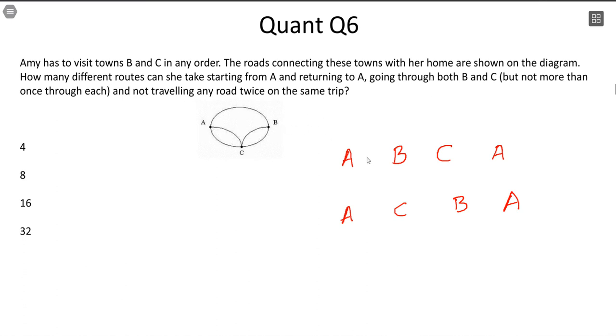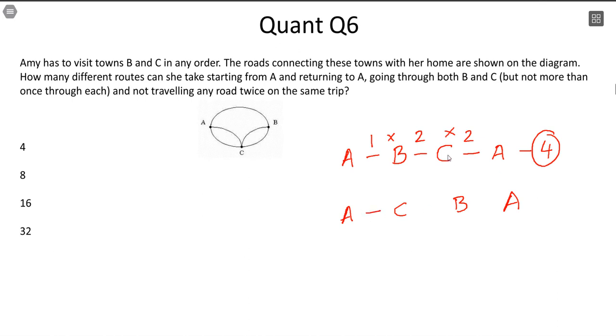So, A to B is just one route possible. B to C, there are two routes possible. C to A, there are two routes possible. So 1 into 2 into 2, there are 4 ways this path can be traversed.